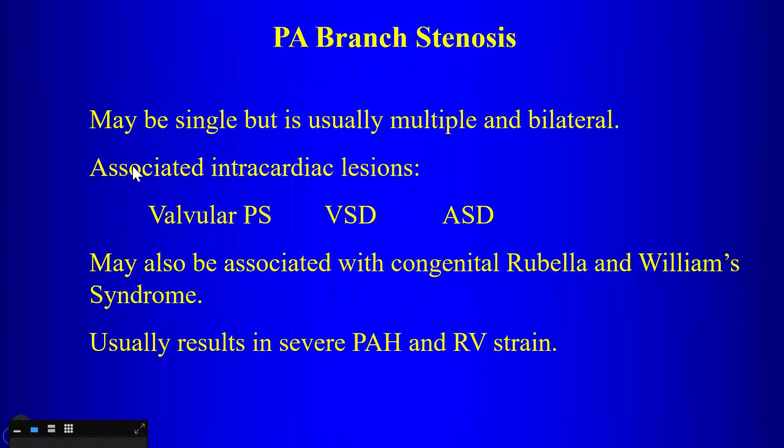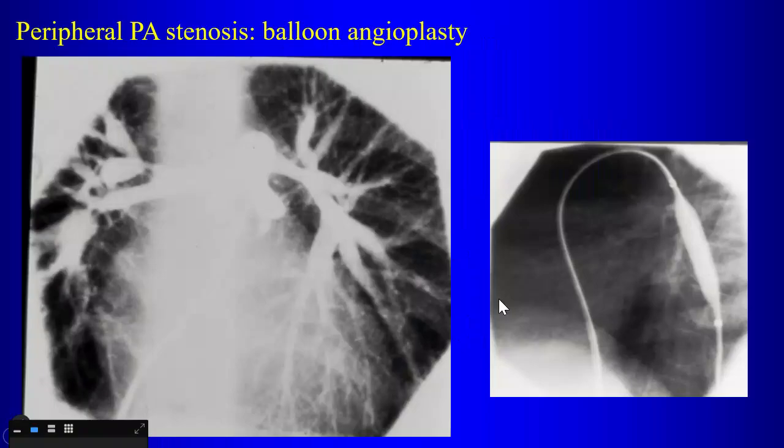Well, in a child, especially rubella. So Williams syndrome can do it. It can be single, can be multiple bilateral, can be associated with other intracardiac problems. Usually it results in pulmonary artery hypertension and right ventricular strain, but this can be associated with congenital rubella, branch stenosis of the pulmonary arteries. Can be treated if the lesions are proximal enough. They can be treated with balloon angioplasty.